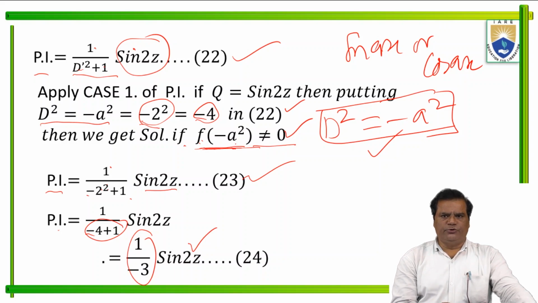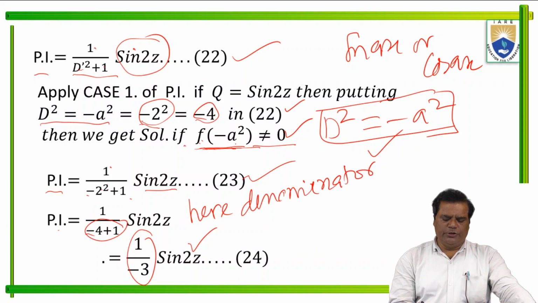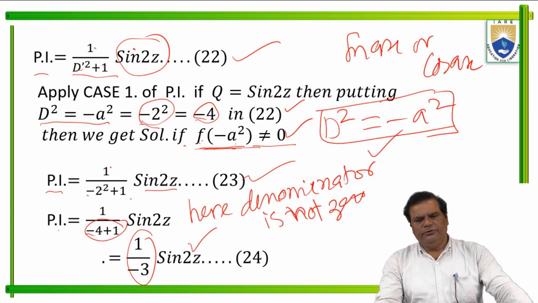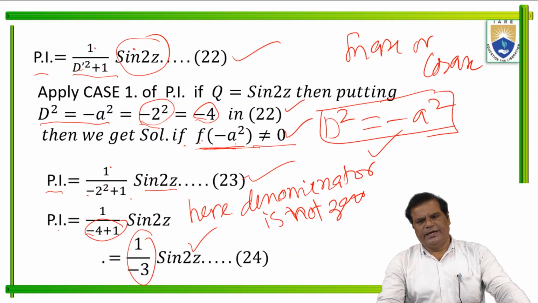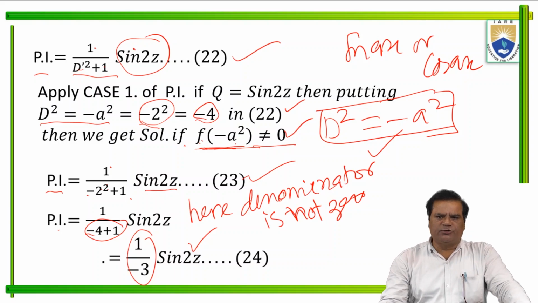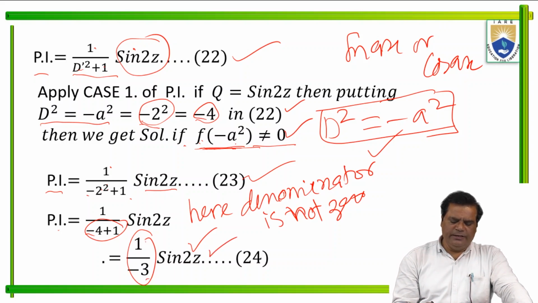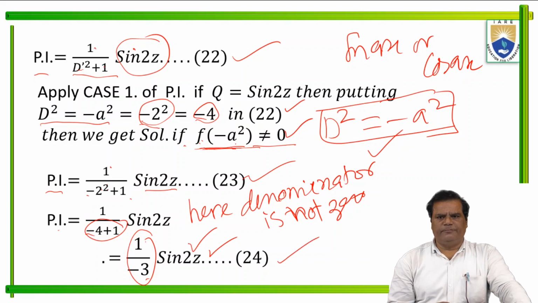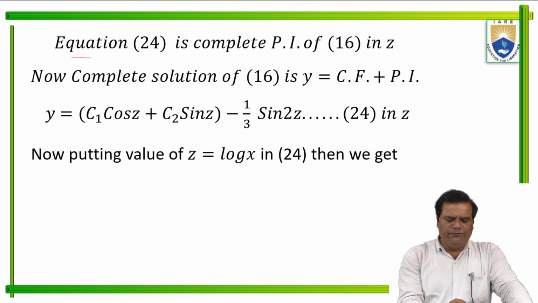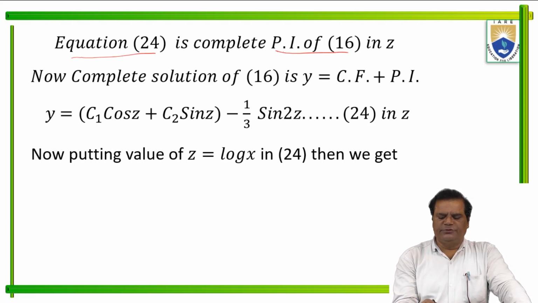Here the denominator is not 0. If the denominator is 0, then we change the formula and apply the second condition. Since the denominator is not 0, we get the complete solution. So minus 1 upon 3 sin 2z. This is equation 24, the complete PI of equation 16 in z.